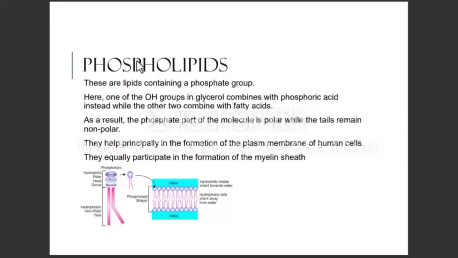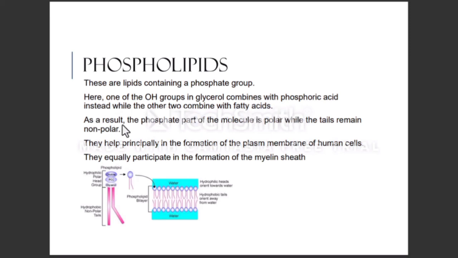Then let's enter into the next, phospholipids. So phospholipids are lipids that contain a phosphate group. So here, one of these OH groups in the glycerol, that last OH group, combines with phosphoric acid instead. So it does not combine with another fatty acid, but instead with phosphoric acid. We will likely see the structure of phosphoric acid, while the other two combine with the normal fatty acid as normal.